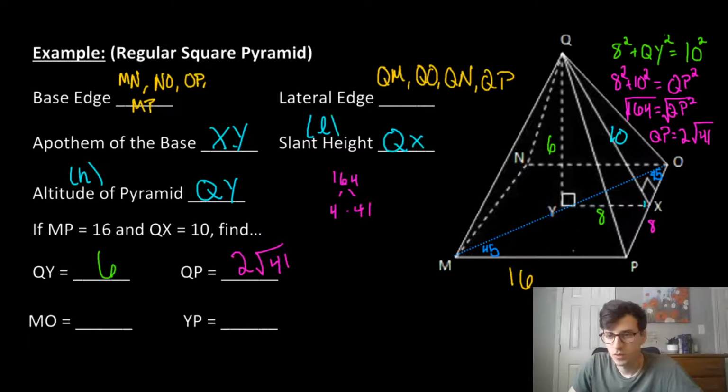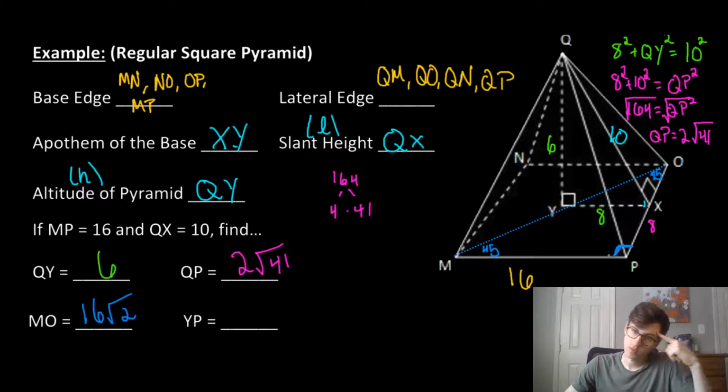We already know that one of those side lengths is 16. So then that means that MO would just be 16 root 2. And again, this is a right triangle, so you could use the Pythagorean theorem if you're not remembering your trig ratios or your special right triangles. But here we can remember we've got a 45, 45, 90. So the legs are each x and the hypotenuse is x root 2.